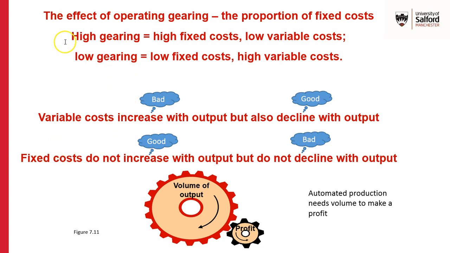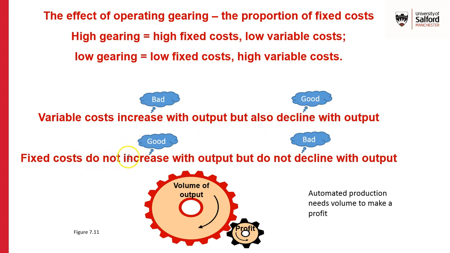And this is really just restating what we've been saying. The effect of operating gearing depends on the proportion of fixed costs: high gearing means high fixed costs and low variable costs, while low gearing means low fixed costs and high variable costs. Variable costs increase with output, which is bad, but also decline with output. That is, when output goes down, our variable costs will go down. And fixed costs are the opposite.